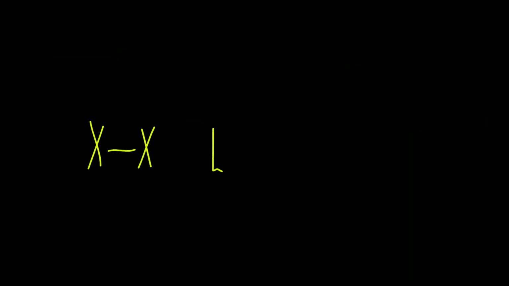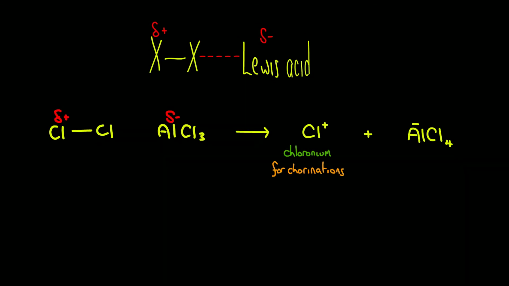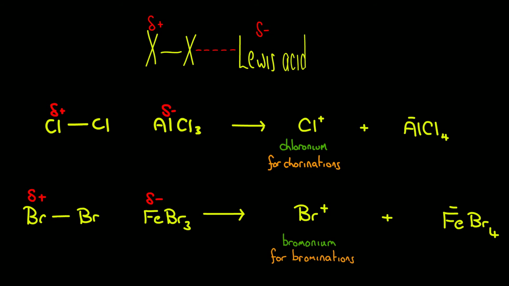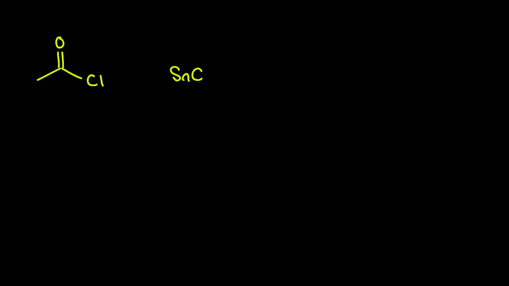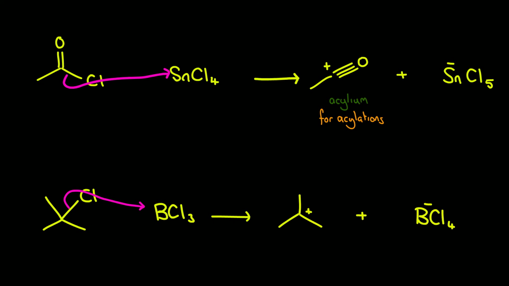And in halogenations, a Lewis acid is necessary. For chlorinations, it's nice to have a chloride, like aluminum trichloride. For brominations, iron 3 bromide. And for acylations, using acid chlorides, tin 4 chloride would be a good choice. And for alkylations, tin 4 chloride could be used also, but why not use boron trichloride? All Lewis acids capable of extracting a halide from a halogen.